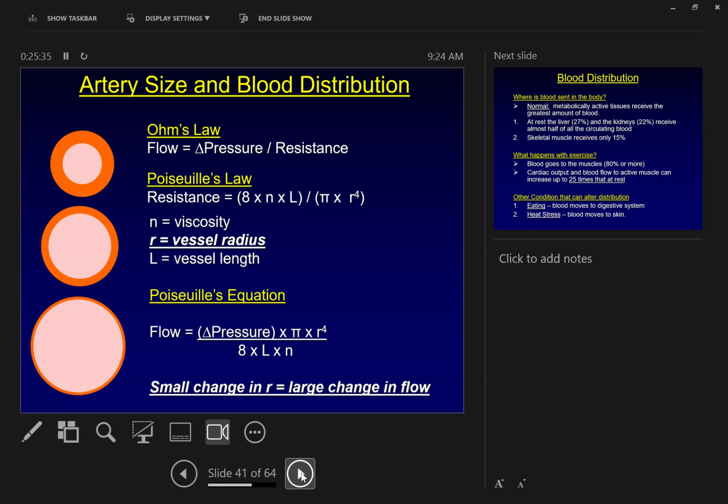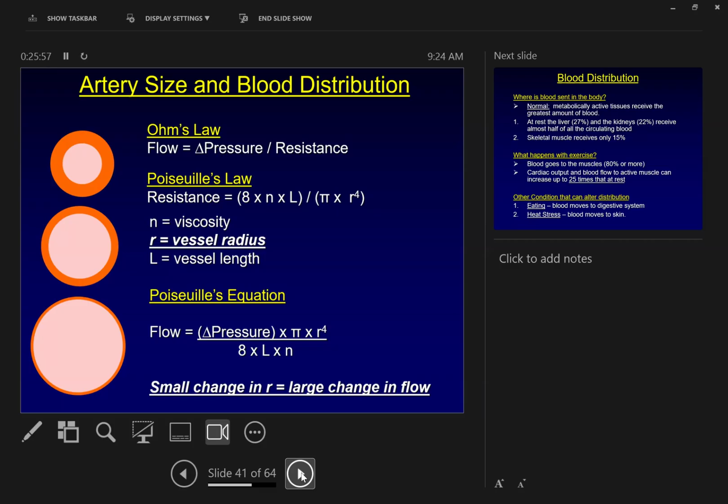But I can tell you that 8 is a constant. The viscosity of your blood is generally pretty constant, okay? We can't really change that. The length of your vessels, we can't change that. They are what they are. So all of this is constant. So just throw it away, okay?